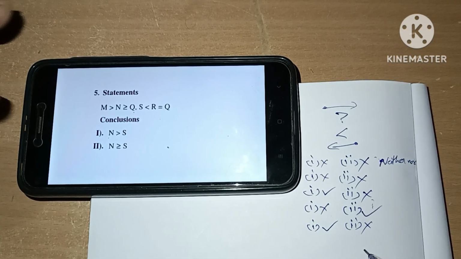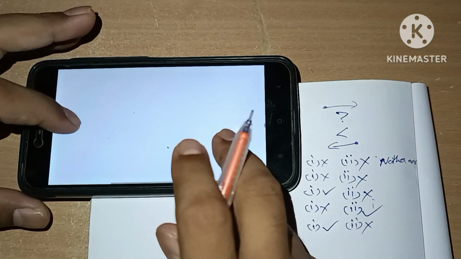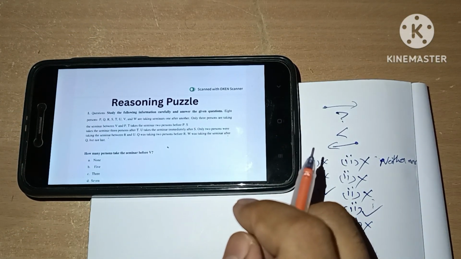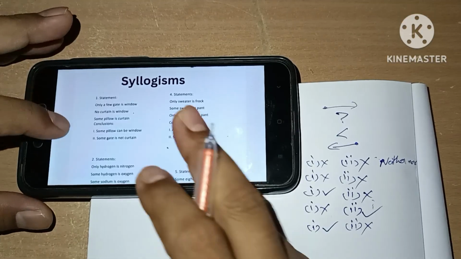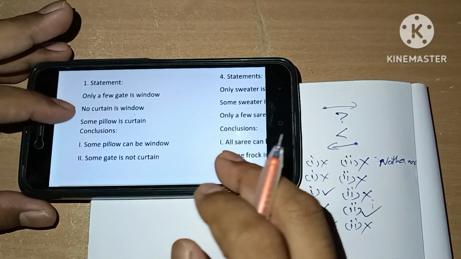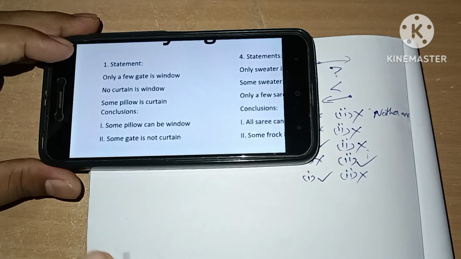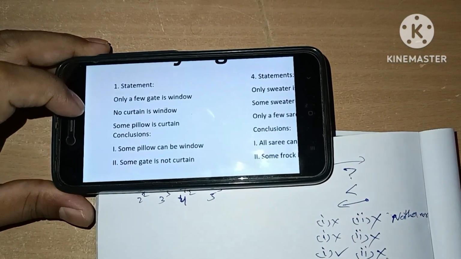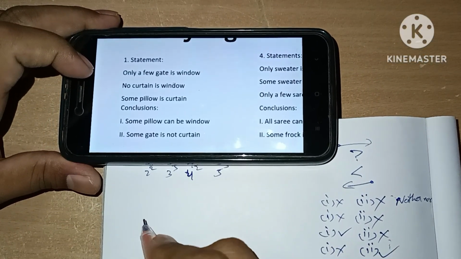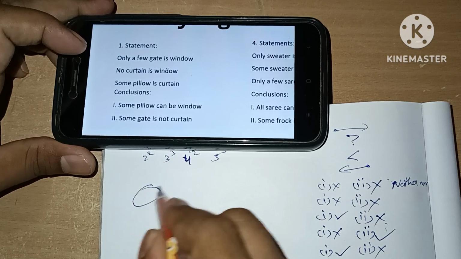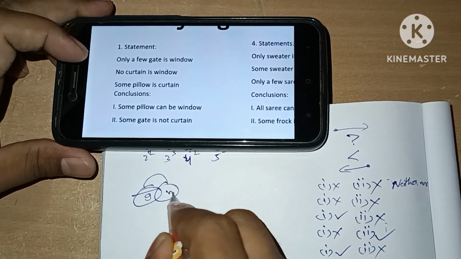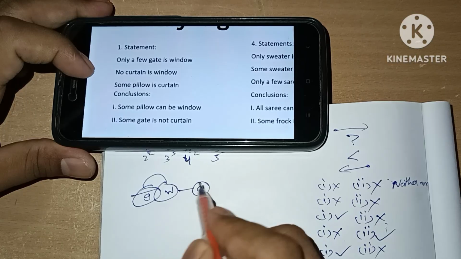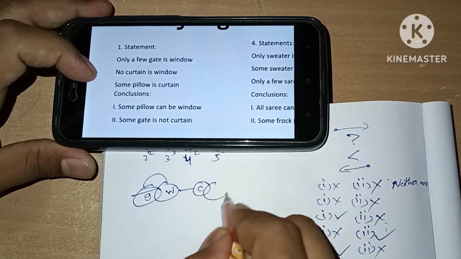Now we are going to see syllogisms. Syllogisms, first question. Only a few gate is window. No curtain is window. Some pillow is a curtain.